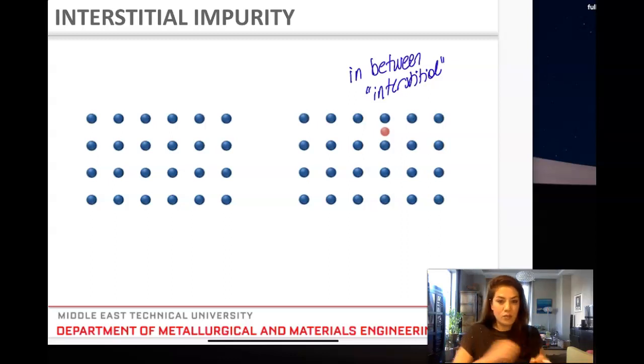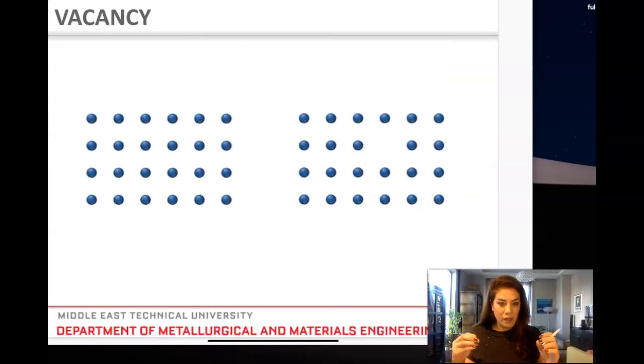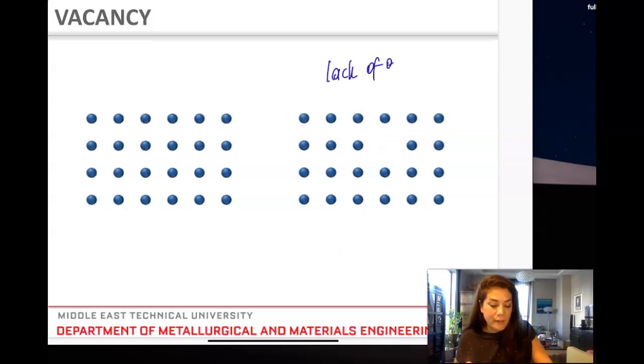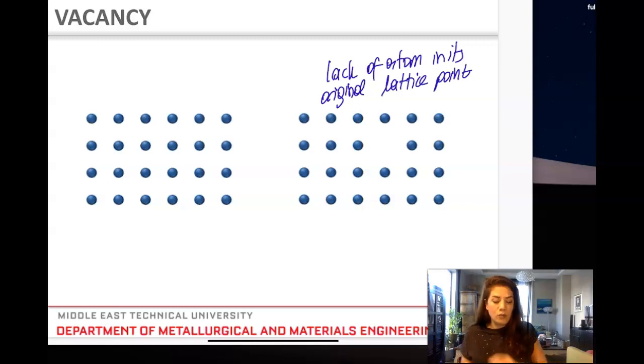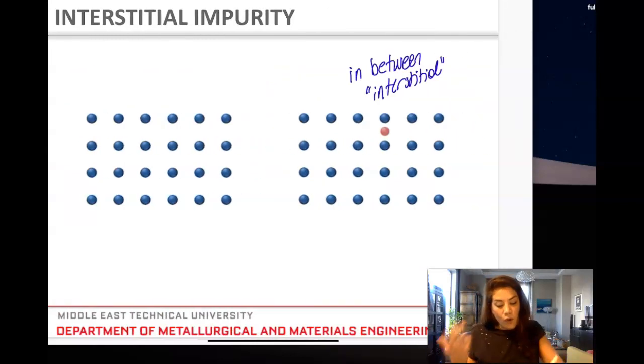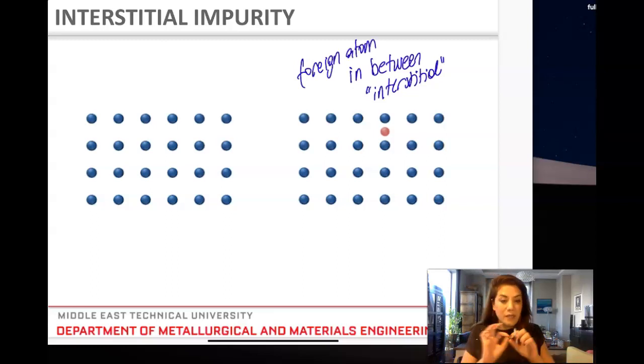So what have we seen so far? A point defect, a vacancy, a lack of atom. Let me write that down. It's a lack of atom in its original lattice point. And also, an atom in between the interstitial sites, right? So in between those lattice sites, that's called the interstitial site.